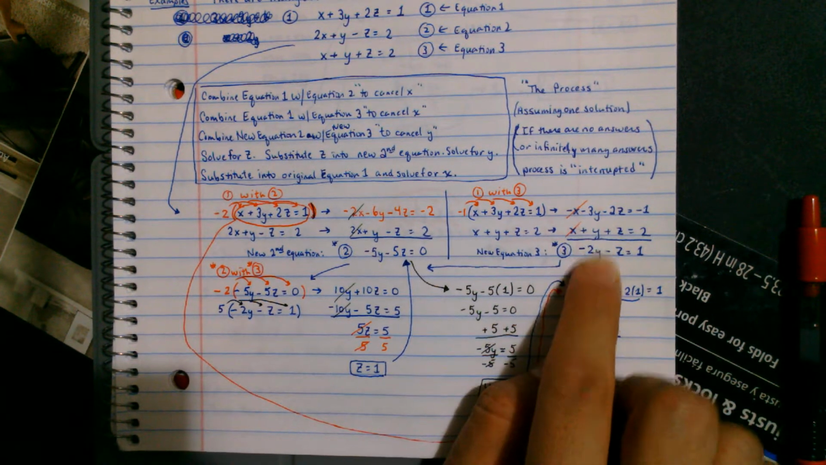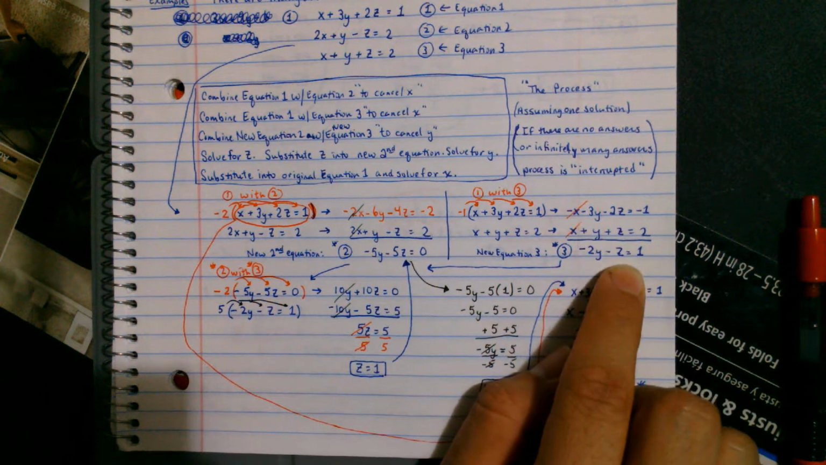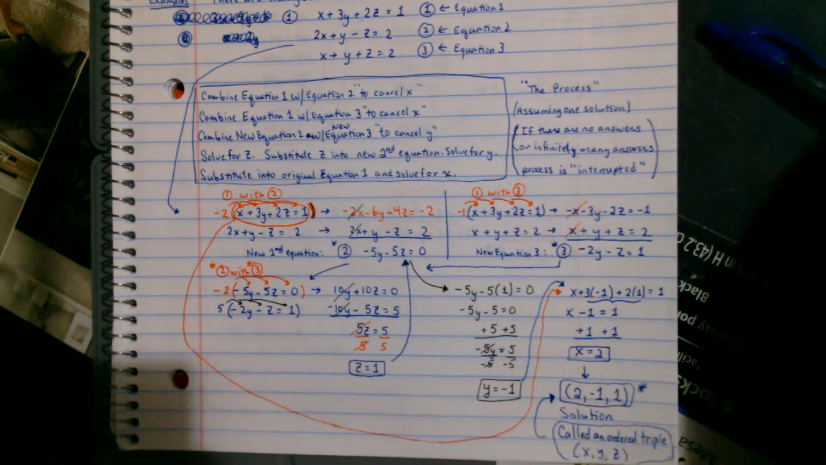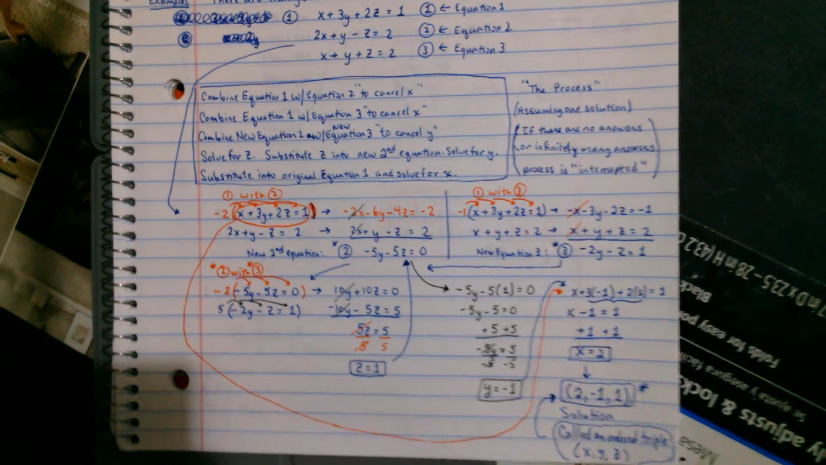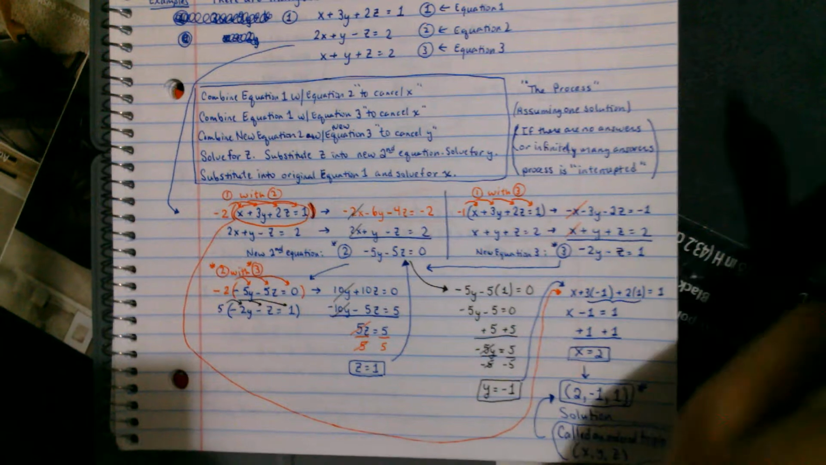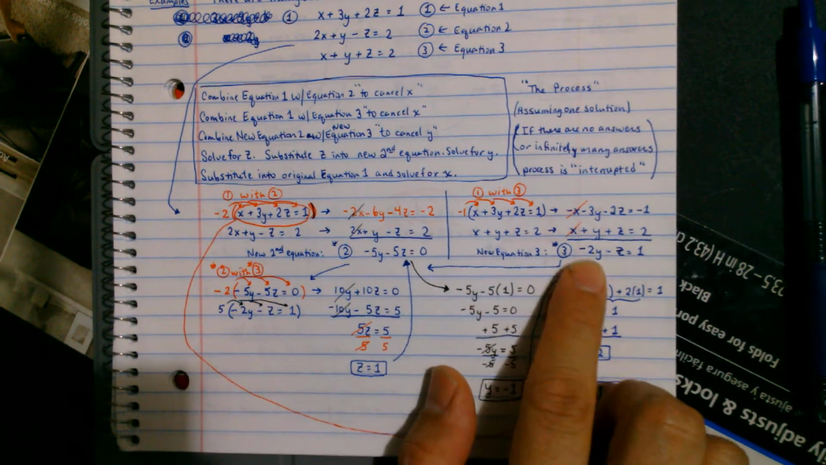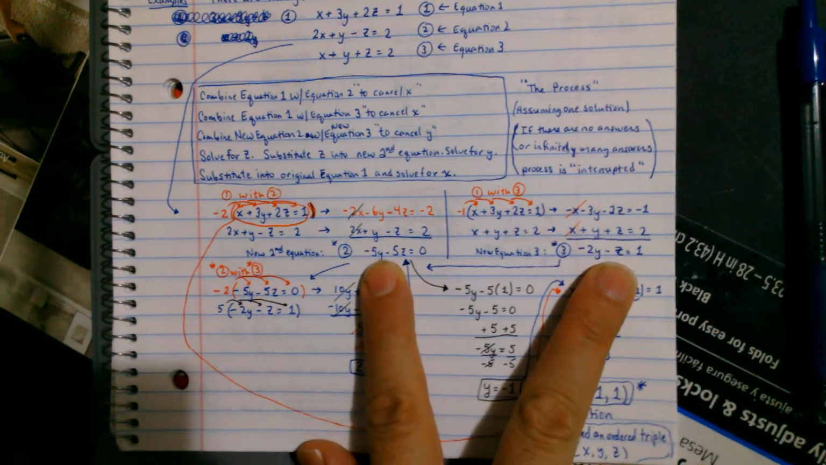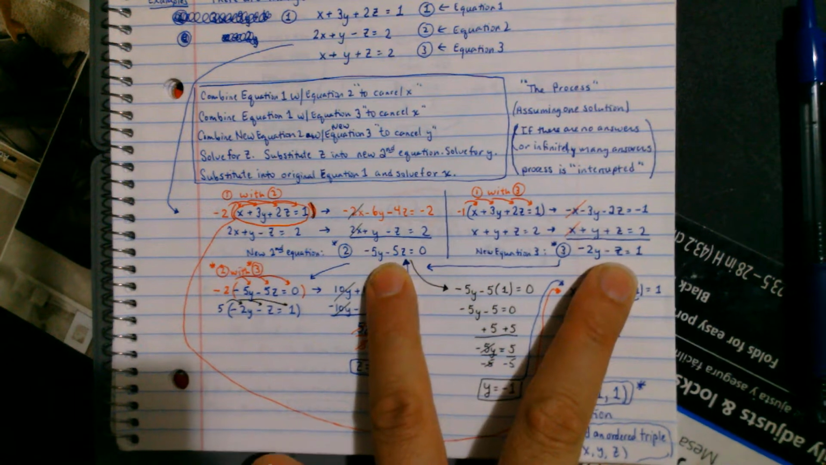And so I have negative 3y plus y is negative 2y. Negative 2z plus z is negative z. That should be a z there. I like to put a little line through it if I can. So minus z equals 1. That becomes my new third equation. So I have the new second and the new third.